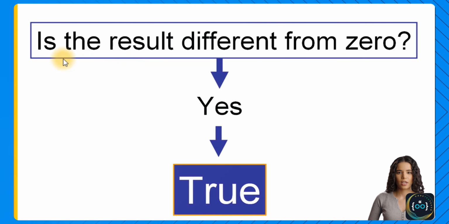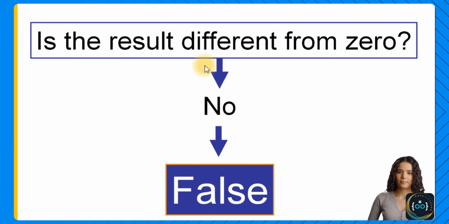The program will ask, is the result or the value returned by the length method different from 0? If it is, then the object will evaluate to true. If the value is equal to 0, so the answer is no, the object will be false.